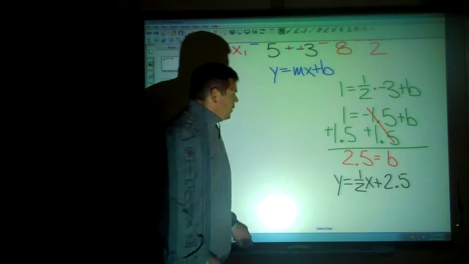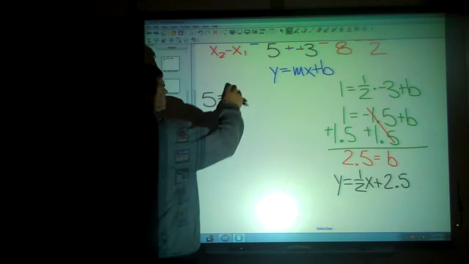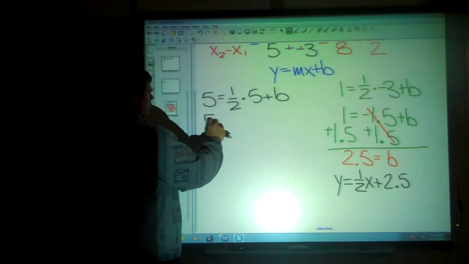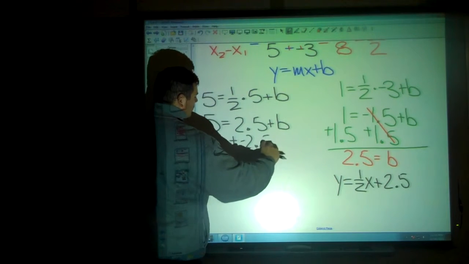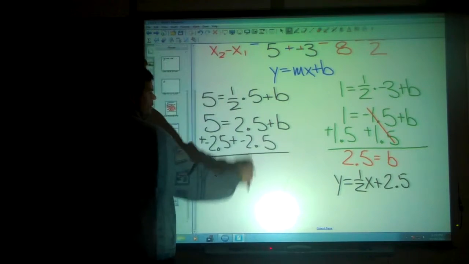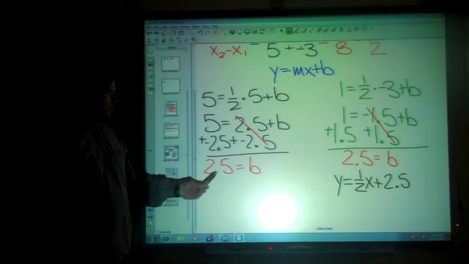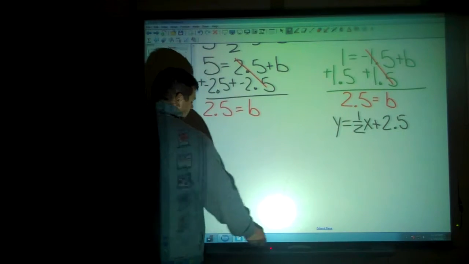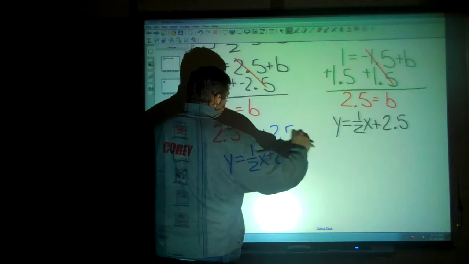But let's just say you had chosen the other coordinate, (5, 5). So now 5 is equal to 1/2 times 5 plus b, which means you're going to multiply the two parts here. 5 is equal to 2.5 plus b. So you must add -2.5 to both sides. Final answer, those cancel out. 2.5 is equal to b. What do you know? Exactly the same y-intercept, which is good because it's on the same graph. It better have the same y-intercept. Therefore, y equals 1/2 x plus 2.5.